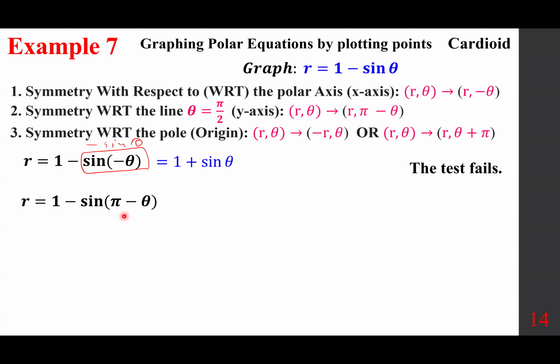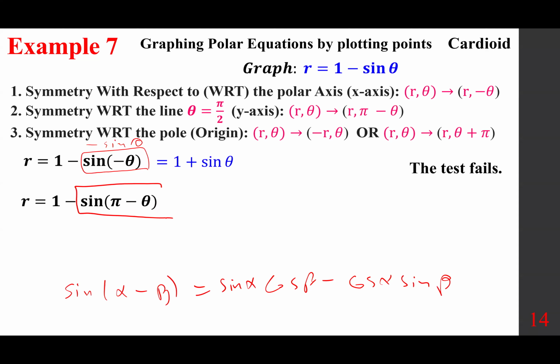So 1 minus sine of pi minus theta. Now, sine of alpha minus beta is sine alpha cosine beta minus cosine alpha sine beta. That's exactly what we are going to do. So 1 minus the parenthesis. This one is sine pi cosine theta minus cosine pi sine theta.